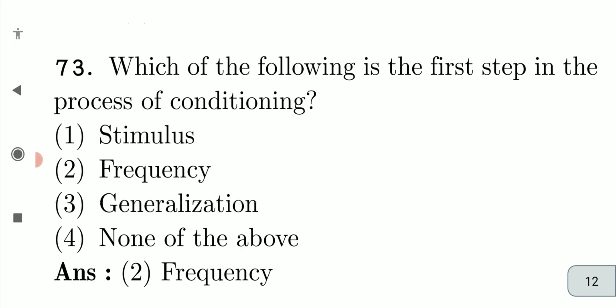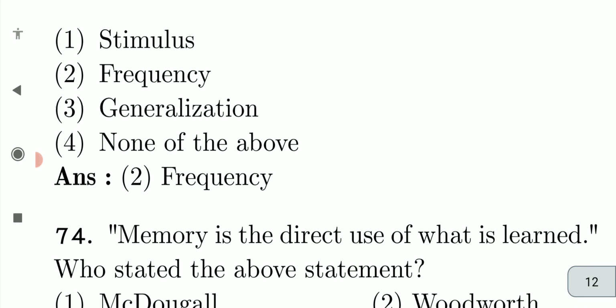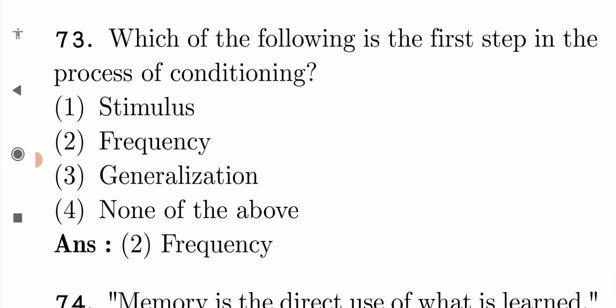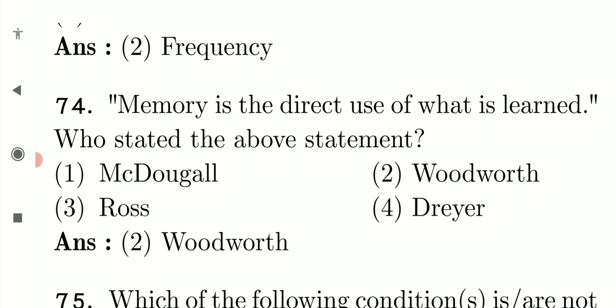Which of the following is the first step in the process of conditioning? The first step is frequency. Memory is a direct use of what is learned. It's Woodworth, remember like that.